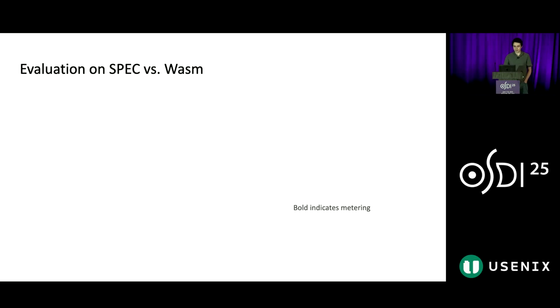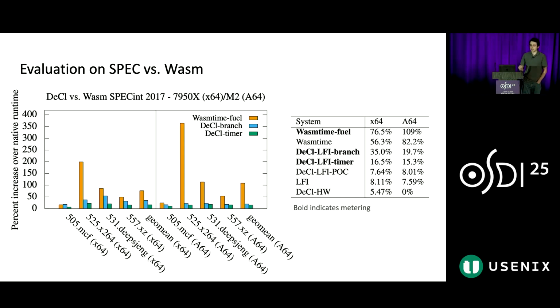So I'll take you quickly through the evaluation. I know we're a bit behind schedule. Here's some of our evaluation on SPEC. This is to get an idea of what these overheads look like on general purpose C or C++ programs. Again, these are Linux programs, so these are running not with a deterministic API. This is just for benchmarking purposes.